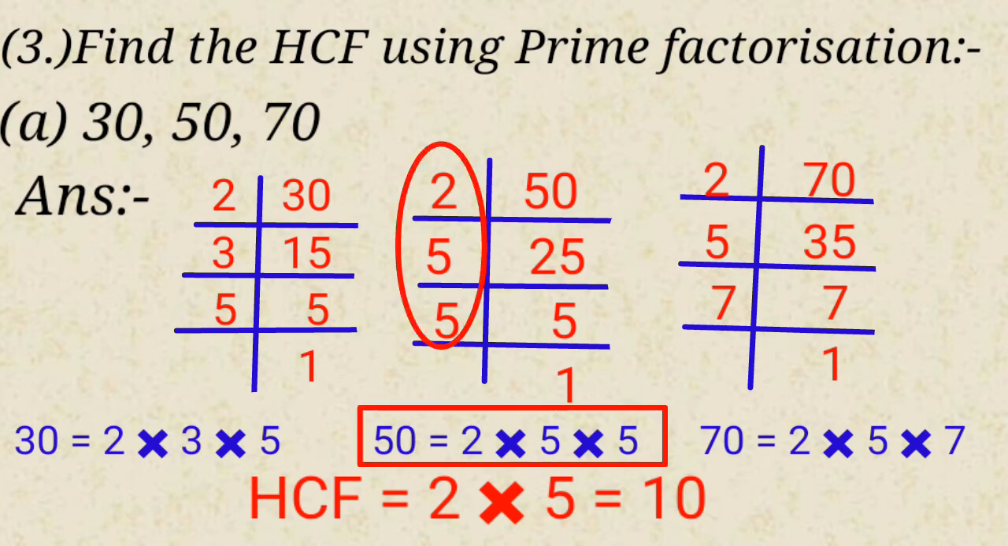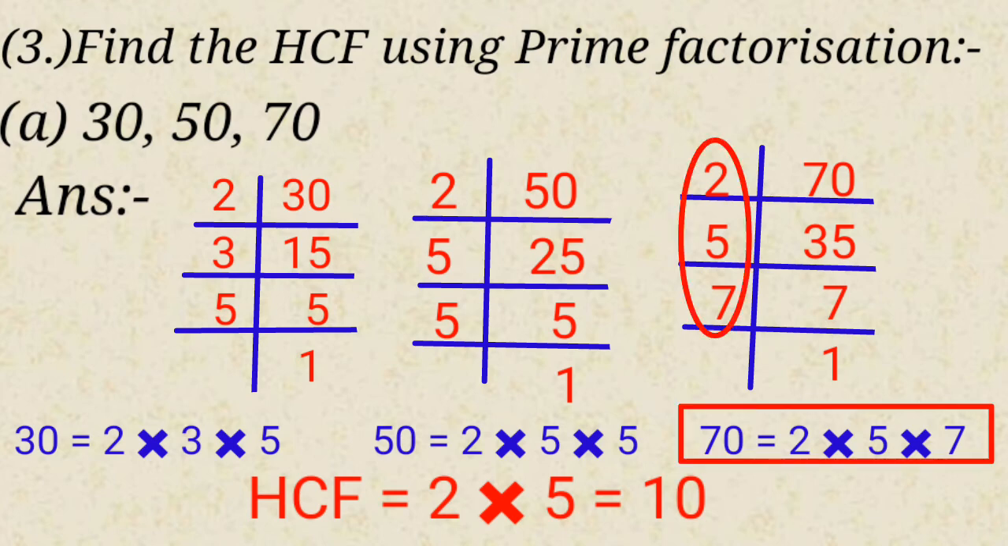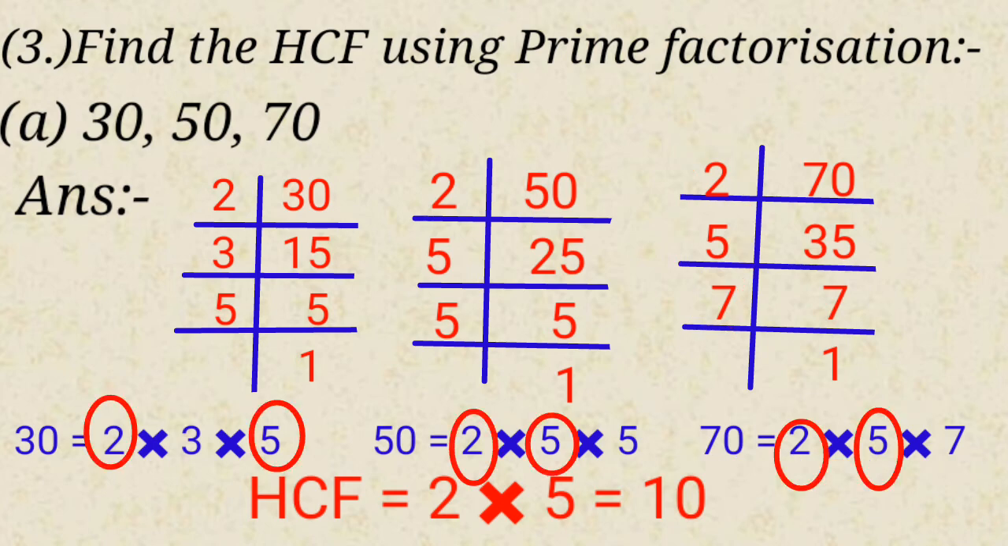Similarly, factors of 70, 2 into 35 is 70, 5 into 7 is 35, 7 into 1 is 7. So we get 1 at the bottom. So factors of 70 is equal to 2 into 5 into 7. So from here let's take out common factors. Common factors are 2 and 5. So HCF is equal to 2 into 5 is equal to 10. Answer.